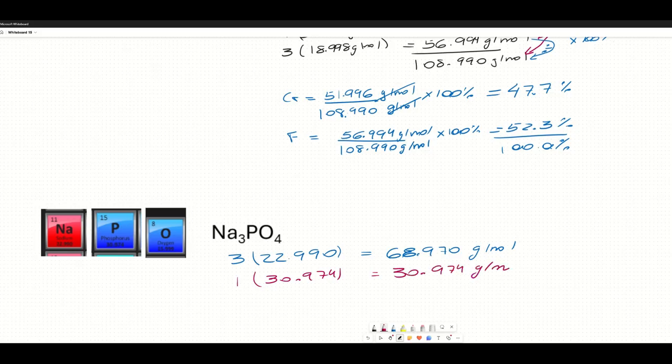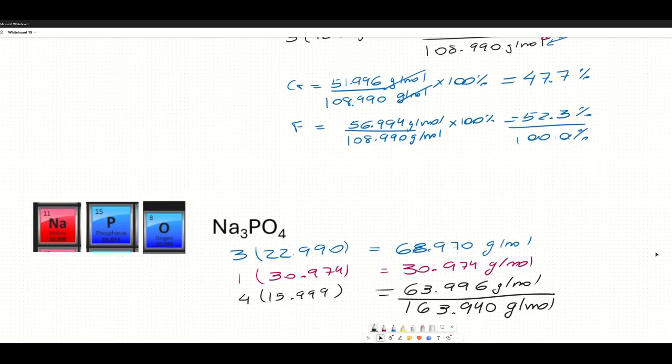And I have the oxygen, 4 oxygens, so 4 times 15.999 is 63.996 grams per mole. Now we add all together: 30.974 plus 68.970 plus 63.996 is 163.940 grams per mole.